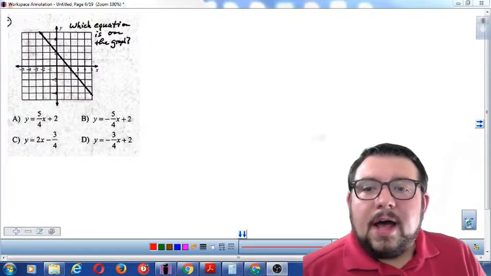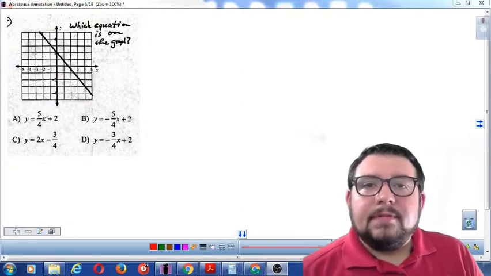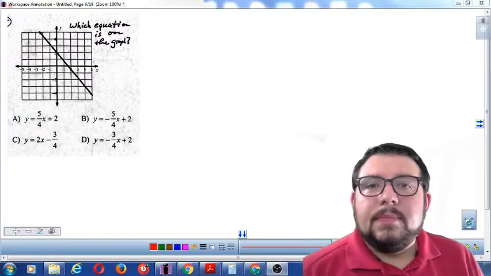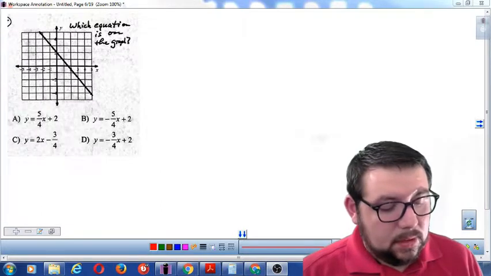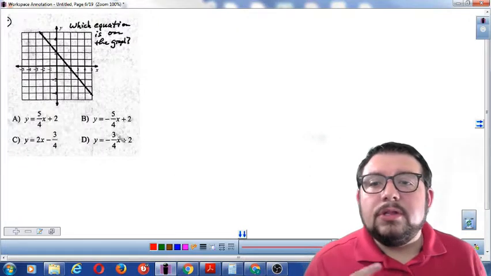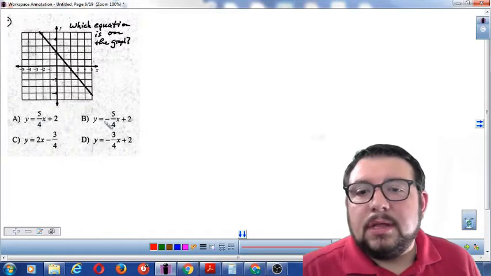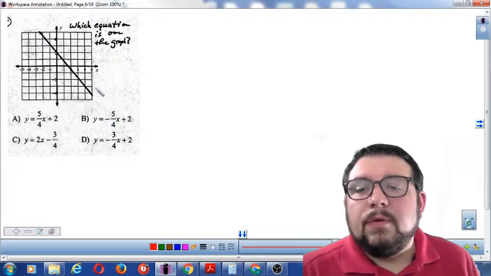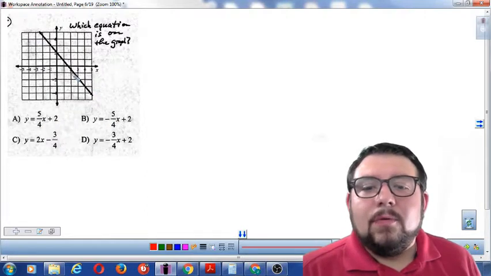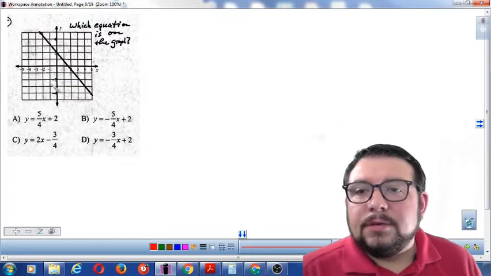Today we're going to review how to match an equation to a graph for the TSI. Okay, so let's get started. Alright, so the first thing we're going to do is take a look at our graph, and it says which equation is on the graph. And you can see here that I have 4 equations but only one line. So only one can be the correct answer.